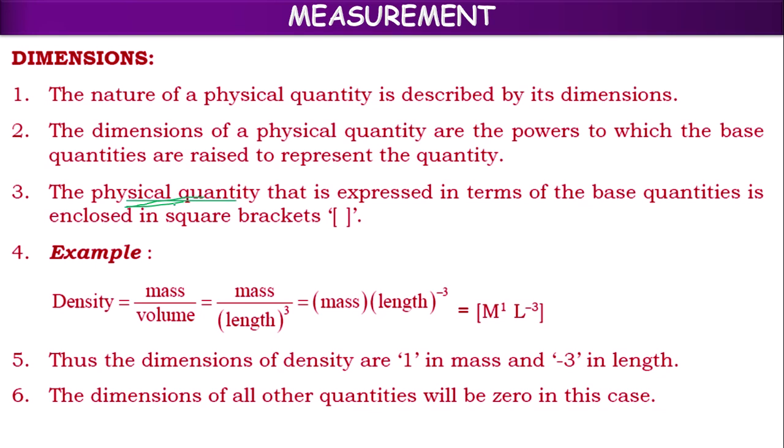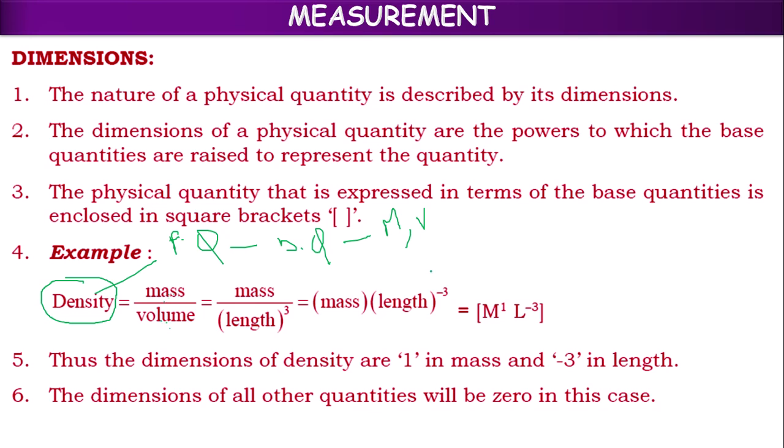So the physical quantity that is expressed in terms of base quantities is to be enclosed in square brackets. Let's try to understand with one example, children. Suppose we have density. Here density is a physical quantity, a derived quantity which depends on mass and volume, because the density formula is mass by volume.